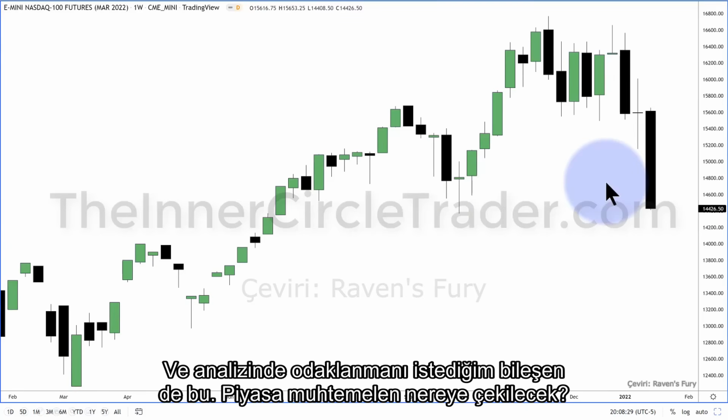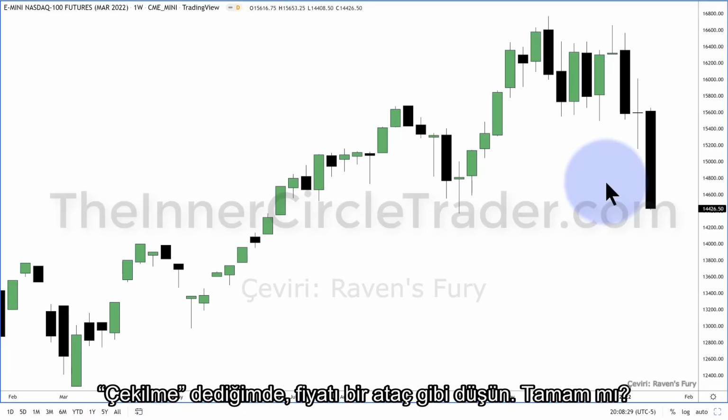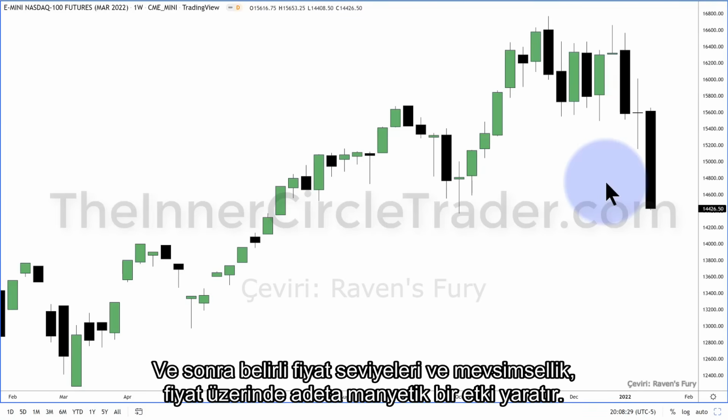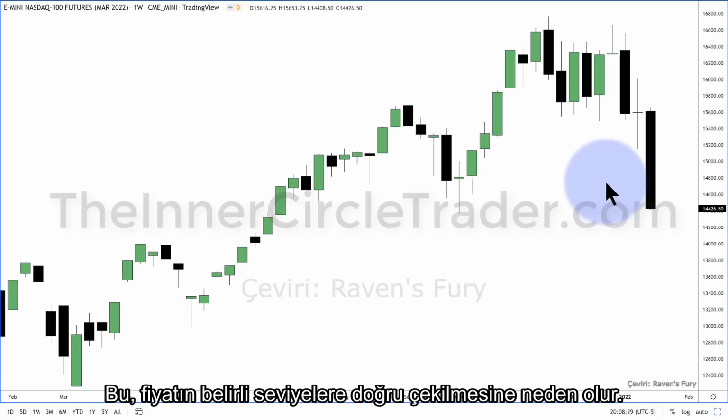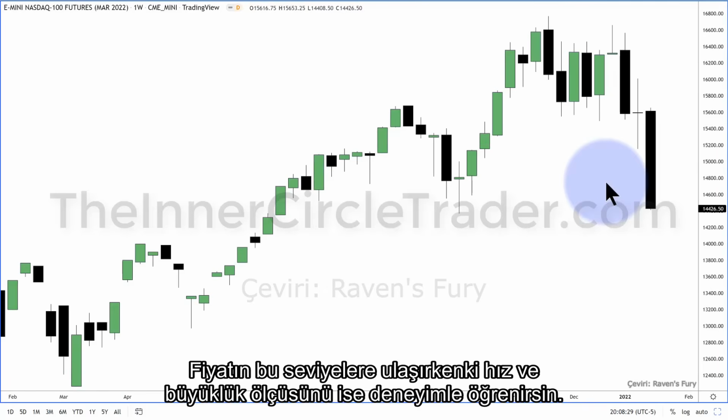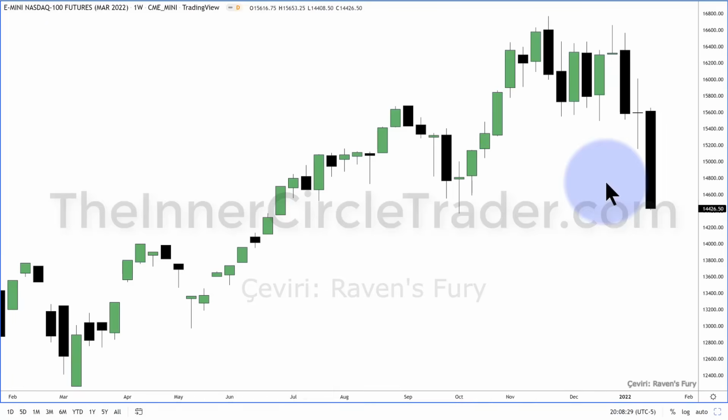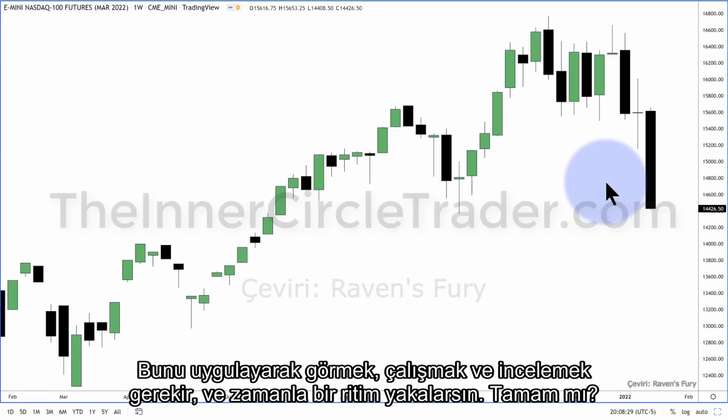That's the component I want you to focus on with your analysis. What is the market likely to draw to? When I say draw to, think of price as a paperclip, and then you have this magnetic impulse that specific price levels and seasonality put on price. It'll cause price to gravitate towards certain levels. The measure of speed and magnitude that it moves to get to these levels, you learn that over experience. That's not something I can transfer. It's something you have to practice and see and study, and you get a rhythm for it.